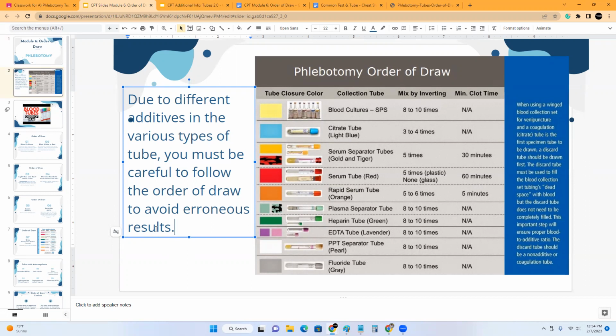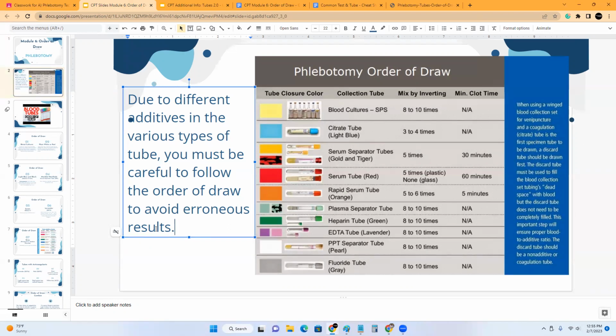Each tube has a different additive inside of it. So not only does it have a vacuum built into that Vacutainer, it's got chemicals that react differently to the blood once it's in there. So the different types of additives equal the different types of lids or caps. You want to make sure you follow the proper order of draw to avoid the chemicals reacting differently in the blood and causing the results to be erroneous or wrong.